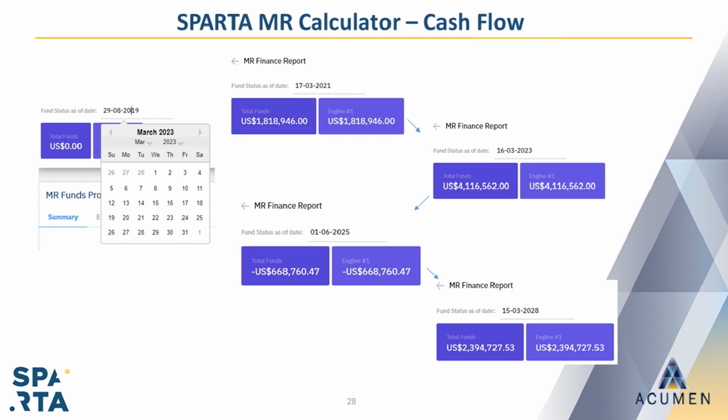The fund status can be shown at any date on the MR funds projection page. By selecting a date, as shown in the left-hand side there, we can generate the reserve fund status on that particular date. For example, here we started in March 2021 and we have an estimated fund balance of $1.8 million.